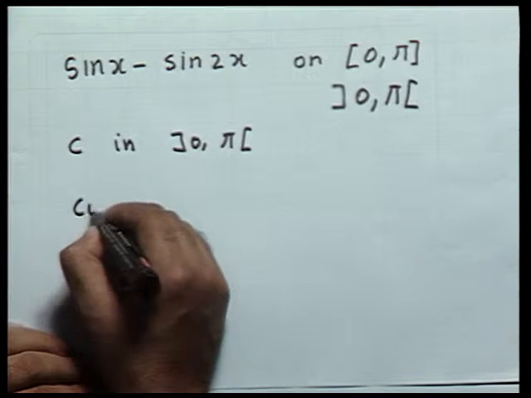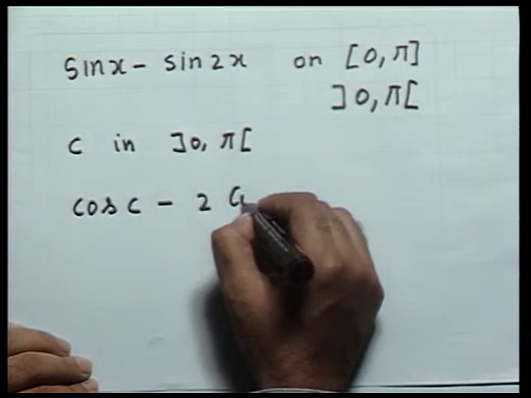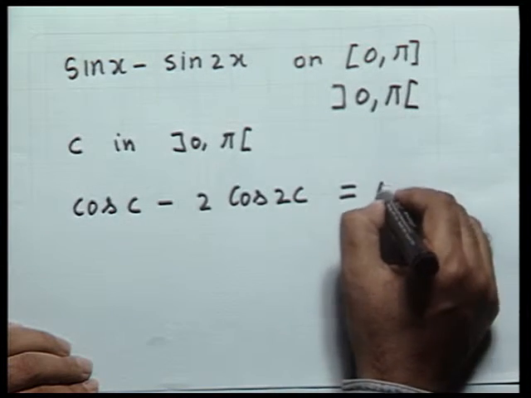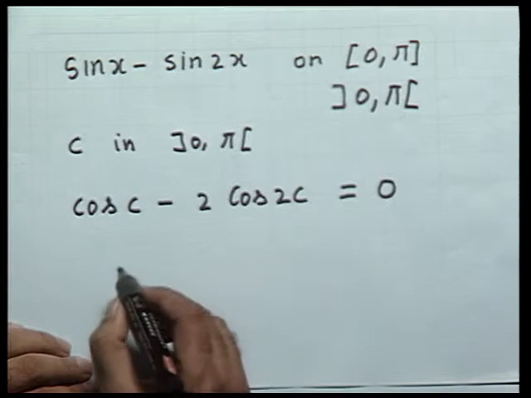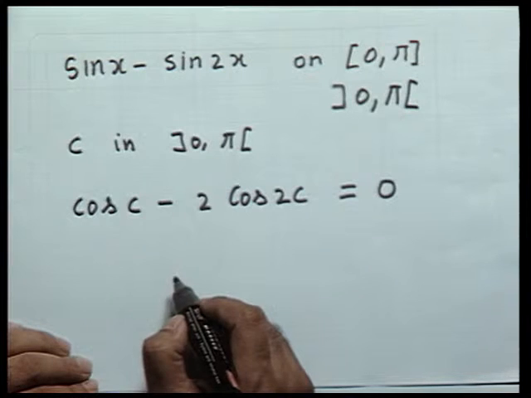Well, what is the derivative of the function? That is cos c minus twice cos 2c. That must be equal to 0. Rolle's theorem ensures that there is at least one such c. Well, how do you find that c?